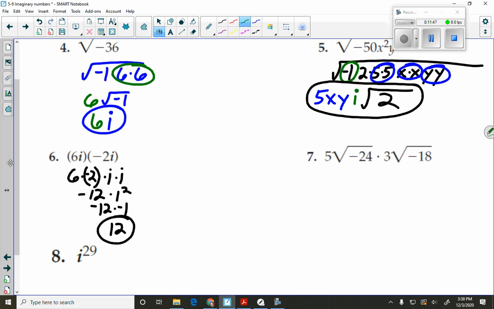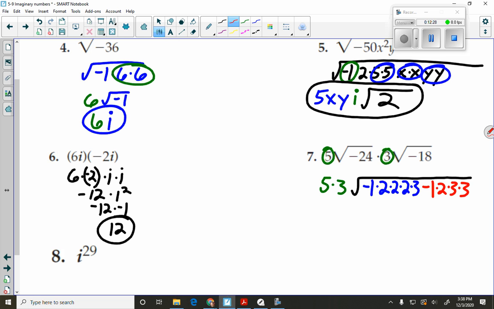Okay. Next, look, I got a 5 out here and a 3 out here. Let's rearrange these. 5 times 3, if you want to call it 15 right off the bat, that is fine. Then I'm going to combine everything into one big square root. So the 24 is a negative 1 times, what makes 24? 2 times 2 times 2 times 3. 8 times 3 is 24? Yeah, okay. 18, what makes that? Okay, we've got a negative 1 on it, times 2 times 3 times 3. Yeah, 2 times 9. Yeah, that makes 18.